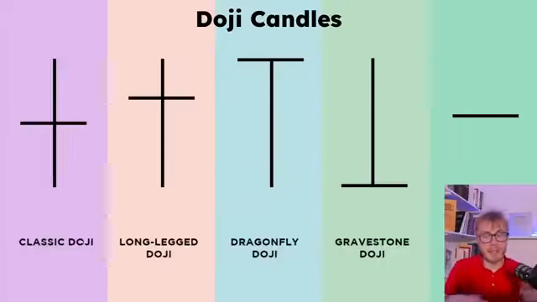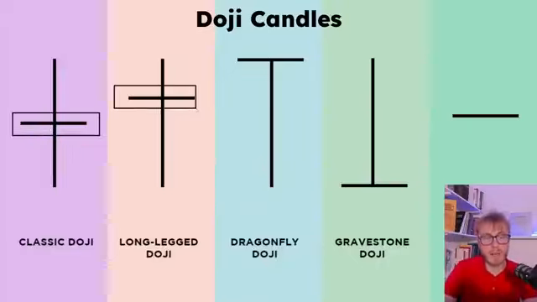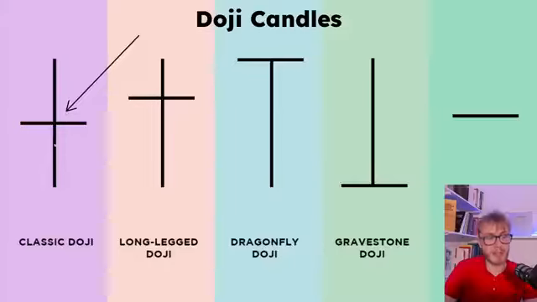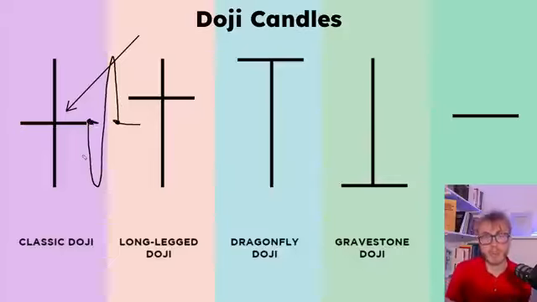Now let's talk a little bit about the different types of dojis, because depending on where the real body is located, the doji candles can actually be either bullish or bearish. The first candle, right here, is called a classic doji. This is where the price moves up and down during the candle, but closes pretty much in the middle of the candle. So the classic doji indicates indecision, or in other words, uncertainty in the market.